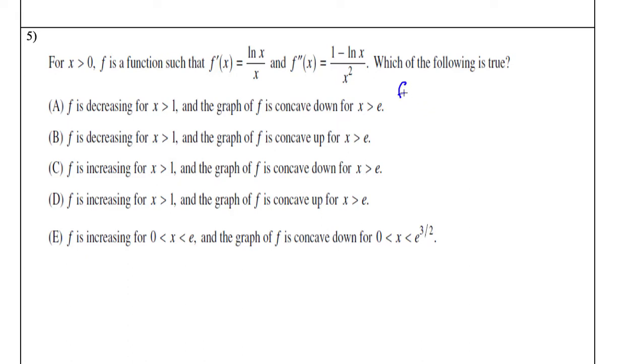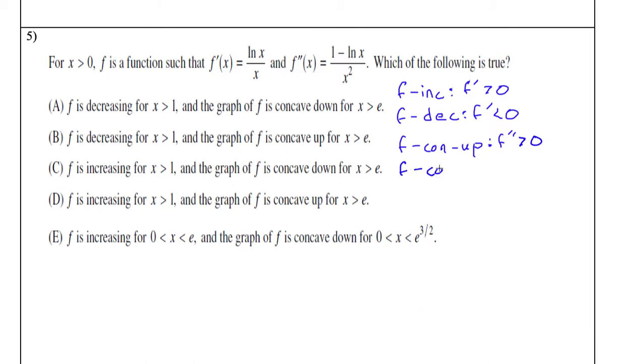So, what is the definition of f increasing? f increasing is where f prime is greater than 0. What about f decreasing? Where's the function decreasing? f decreasing, that's where f prime is less than 0. What about f concave up? It's concave up where f double prime is greater than 0. And f concave down is where f double prime is less than 0.